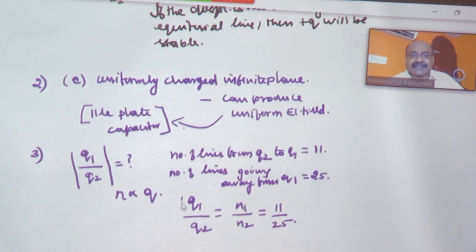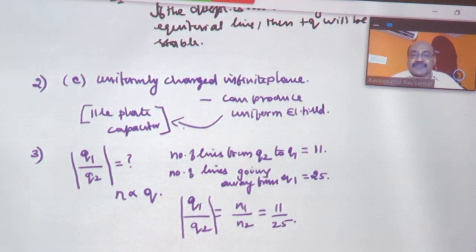So I can say modulus of Q1 by Q2 equals the number of lines due to Q1 and the number of lines due to Q2, which is equal to 11 divided by 25. So what is the option? The option is D. D is the correct option.